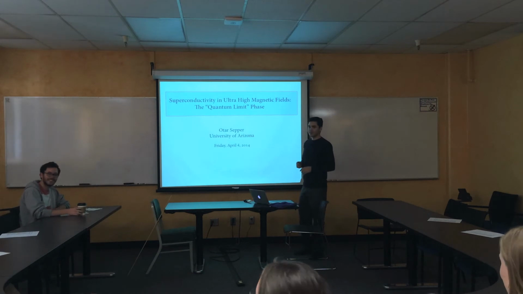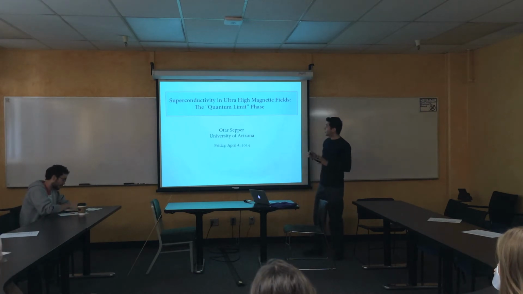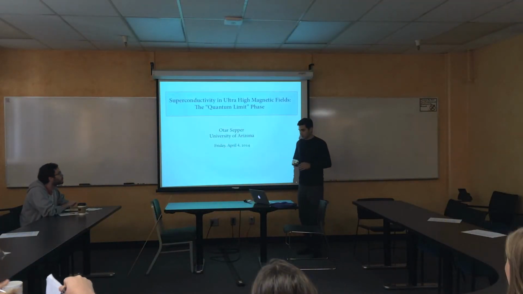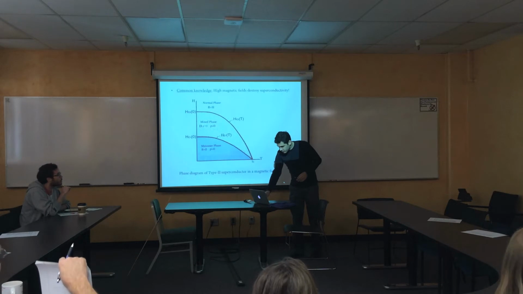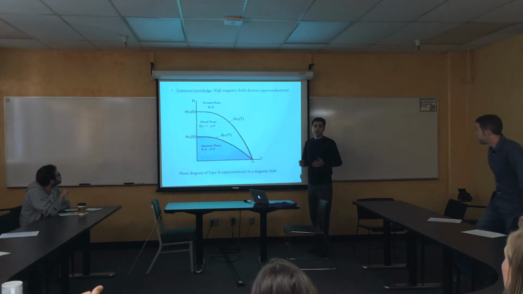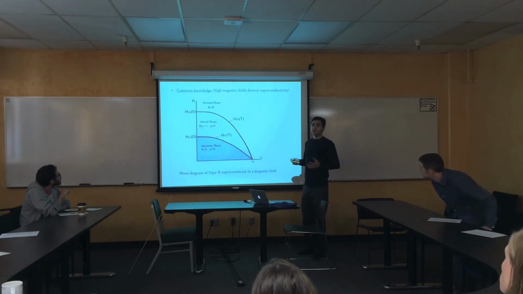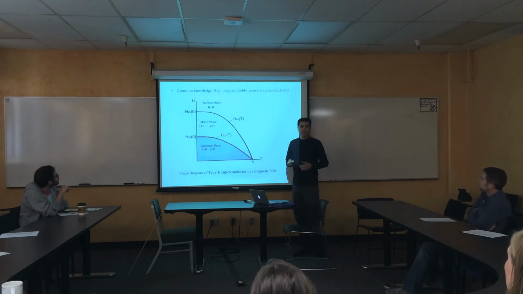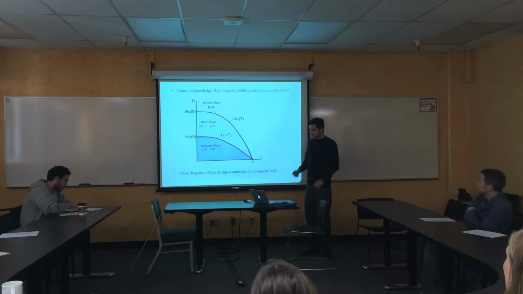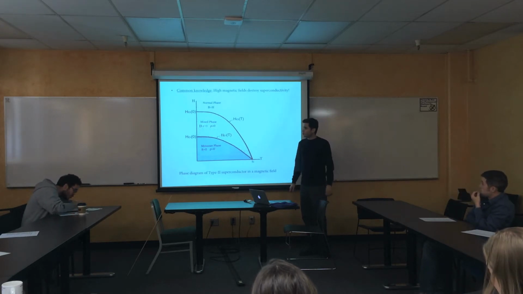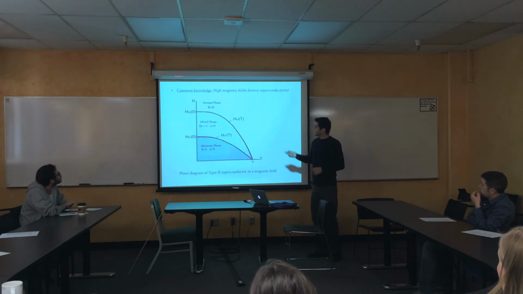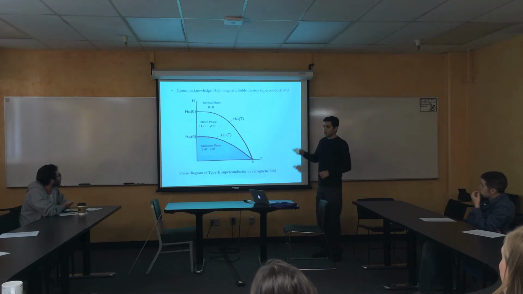Take that off. So the topic is superconductivity in ultra-high magnetic fields. And of course, we know that in general, magnetic fields are the enemy of superconductivity, right? They destroy superconductivity. So let's briefly go over some general features of type 2 superconductors under normal magnetic fields, not ultra-high. So this diagram has appeared throughout most of my grad talks.